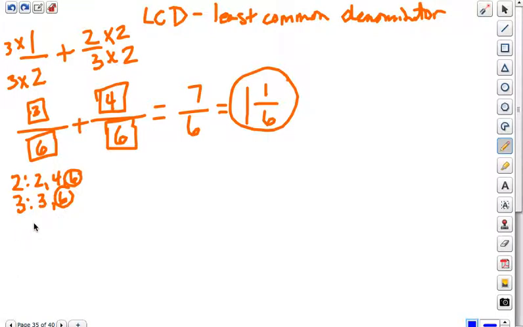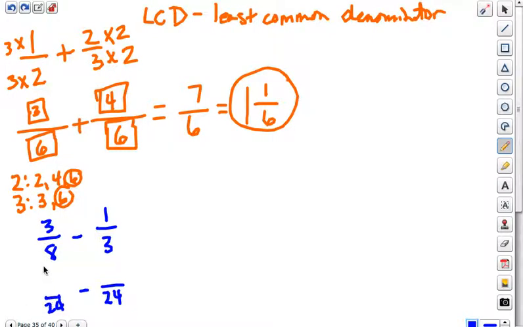Let's subtract this time. So we have 3/8 minus 1/3. Again, we'll use the least common denominator method. So we're going to go ahead and rewrite each of those fractions. Okay, so looking at 8 and 3, the least common denominator for those two numbers is going to be 24.